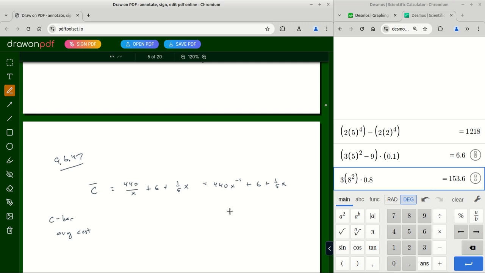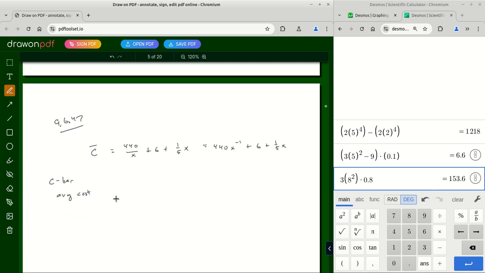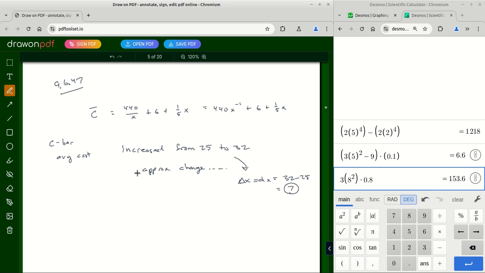See, I just made that into a -1 because I know I'm going to have the derivatives here in a minute. It says that it's increased from 25 to 32, and it says approximate the change using differentials, as in the change in cost. Before we keep going, they're talking x here. So my delta x, my dx, is going to be 32 minus 25, which is 7. We're going to use 7 here in a minute.